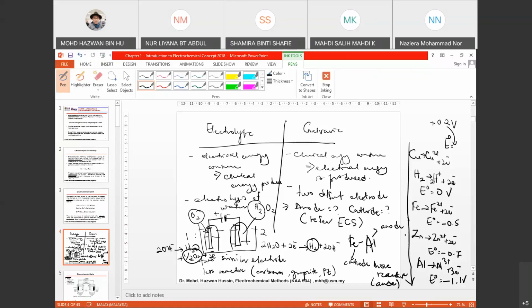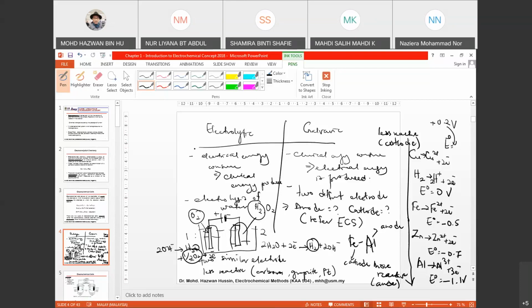So this is actually true. As I said, the more negative the potential is, the easier it will become anode. Why is it easier to become anode? Because it is more reactive. So the more positive the standard potential, E naught, the less reactive it will be, and this one tends to be more cathodic. Okay, right?